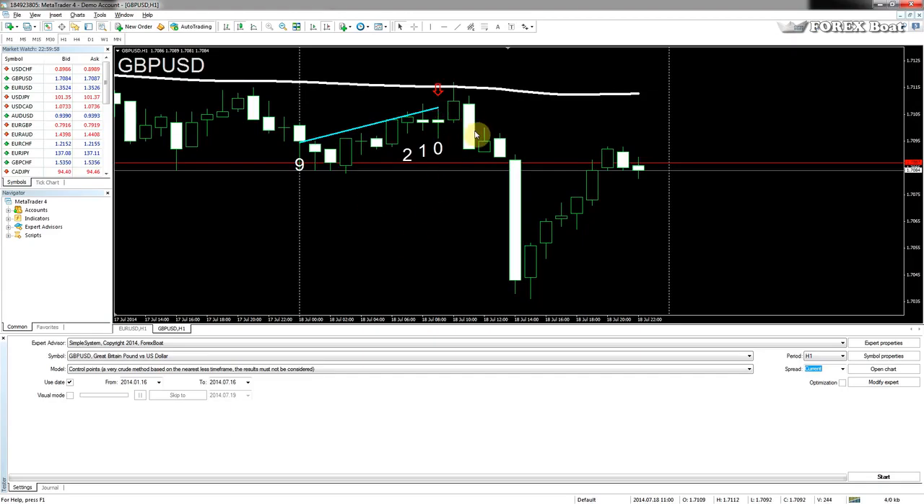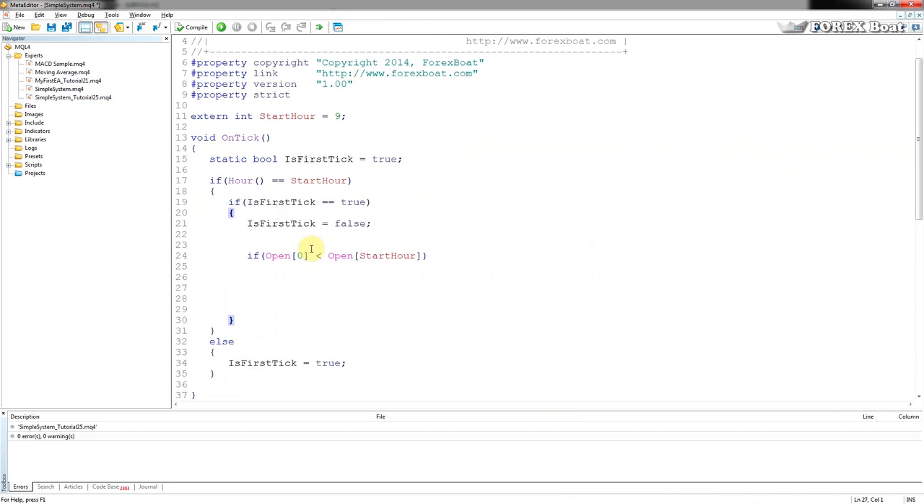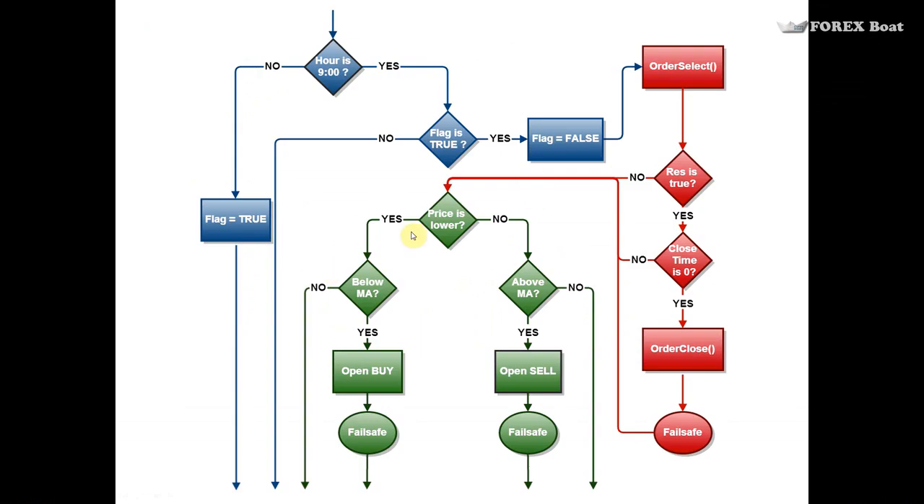So if the trader wants to look at this candle, so basically he'll look at the trading system that way. This will be 0, 1, 2, 3, and this will be candle number 14 or 15, whatever it is at this stage. So that's our first check over here. We're checking if the price is lower than it was at the start of the day.